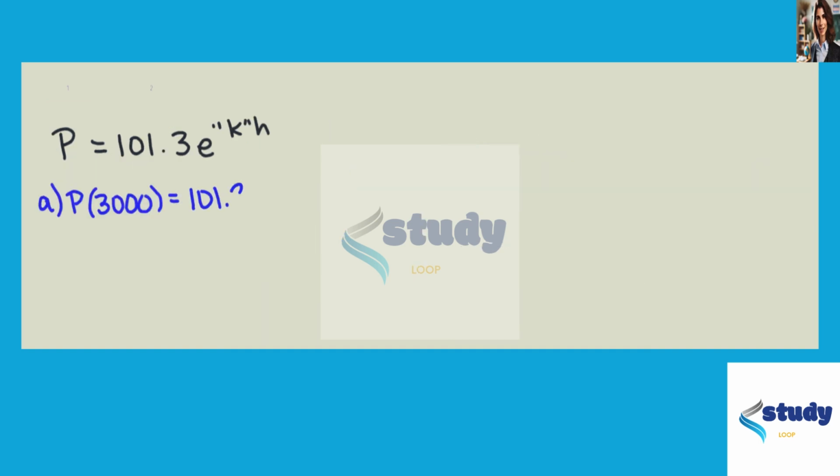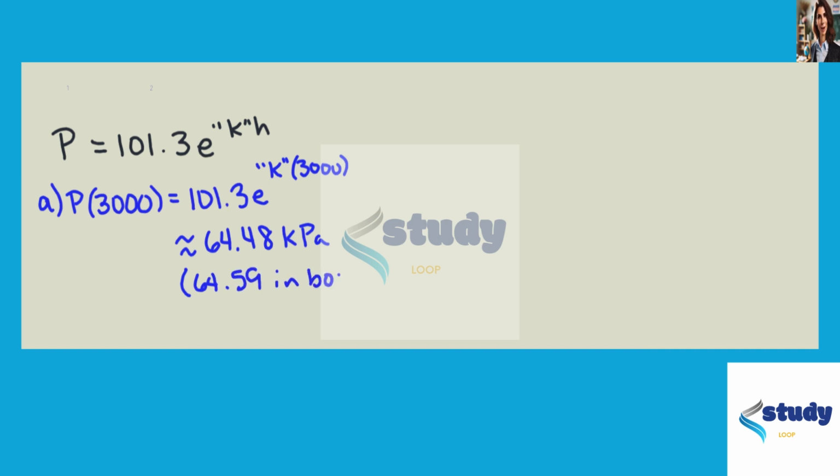For part A, we're finding the pressure at an altitude of 3,000 meters. So we substitute 3,000 in for h. We're going to use the k value that was stored. Put that in the calculator, and we get approximately 64.48 kilopascals. Now, the book answer is very close. They have 64.59. It could be that a rounded value was used to get the book answer rather than the exact value that I used. So I suspect that mine might be slightly more accurate because I didn't round anything.